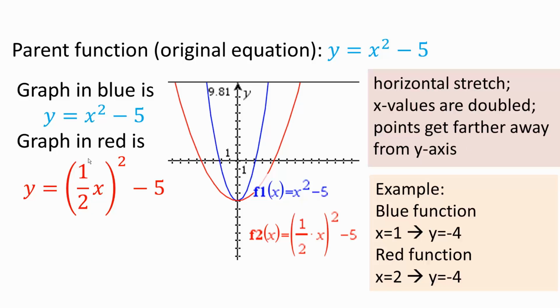Now for the red function, parentheses 1/2 x squared minus 5. And so as an example, for the blue function, if x is equal to 1, then y is equal to -4. So 1 squared is 1, 1 minus 5 is -4. And for the red function, if x is equal to 2, we get 1 minus 5, so -4. So the x values are doubled, from 1 to 2. And the points get further away from the y-axis. So this point right here is further away from the y-axis compared to this point.